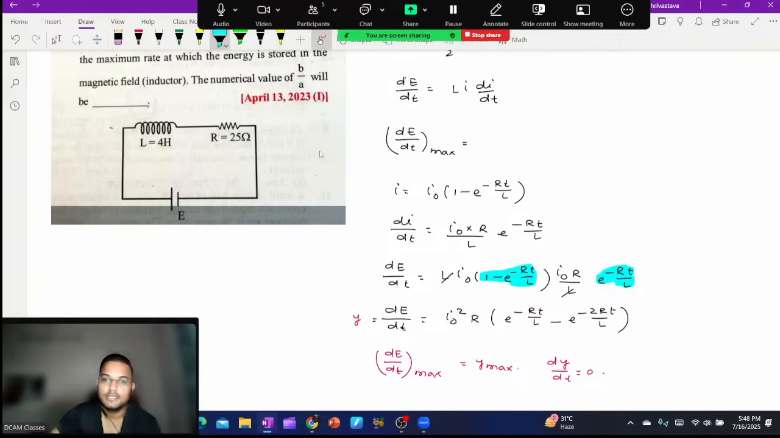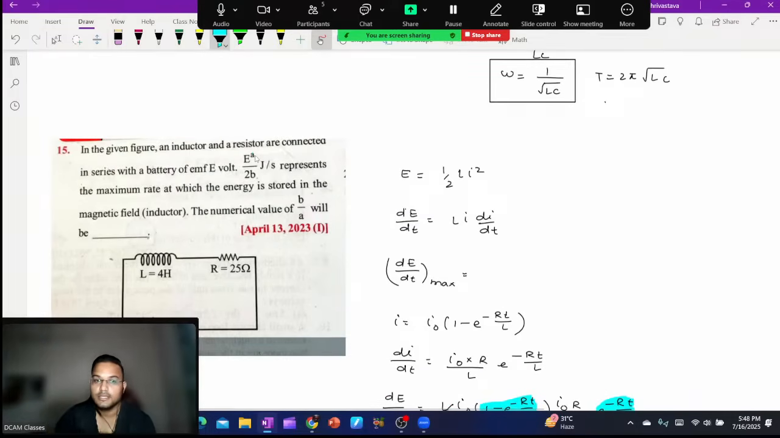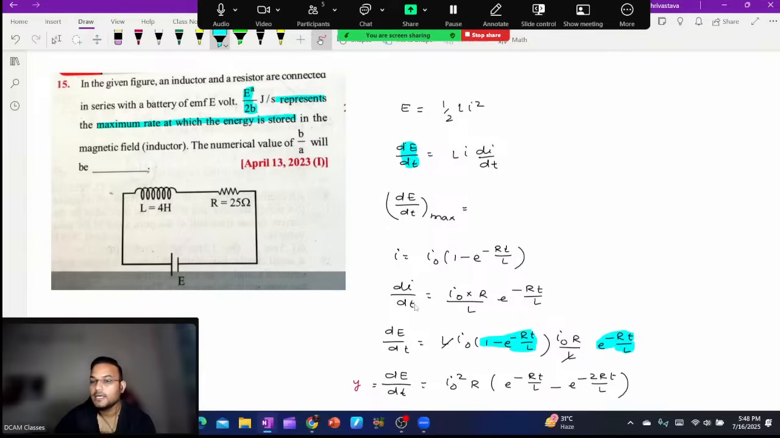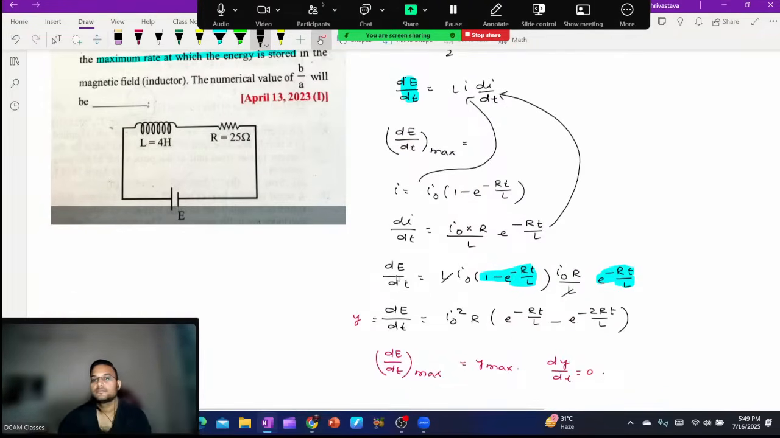No. See, what they have asked is the maximum rate at which the energy is stored. Now I have found out first what is the rate of energy stored, dE by dt. Energy stored in the inductor is half Li square. So I have tried to find out the dE by dt value, which is the rate at which the energy is stored, is Li di by dt. Now using the value of current, I have found out the di by dt, and then I have multiplied this di by dt value with the I. I have put this value here and this I is here.